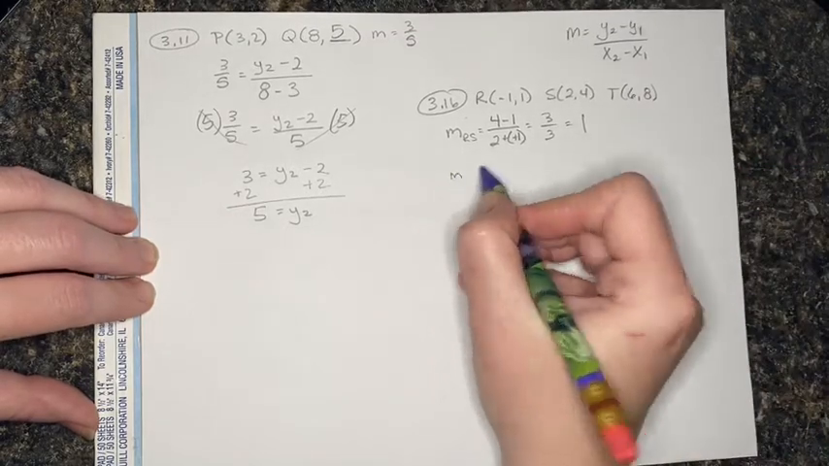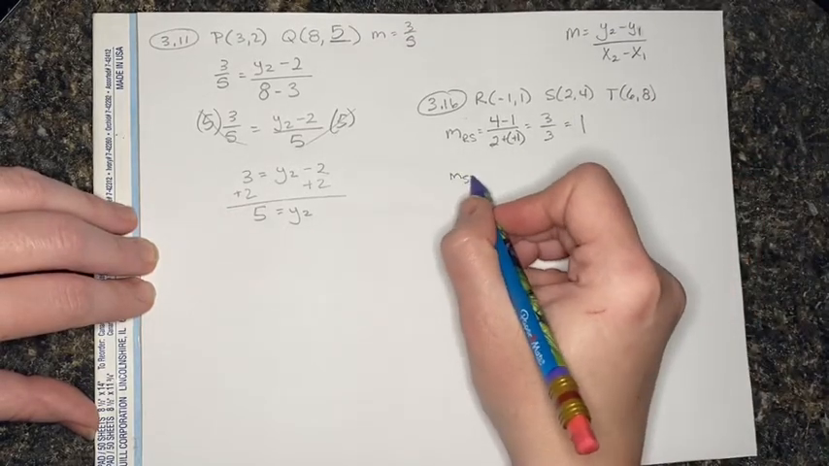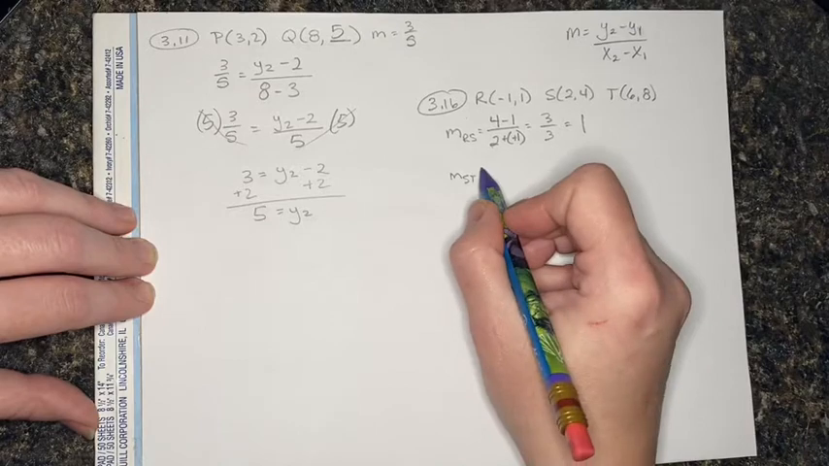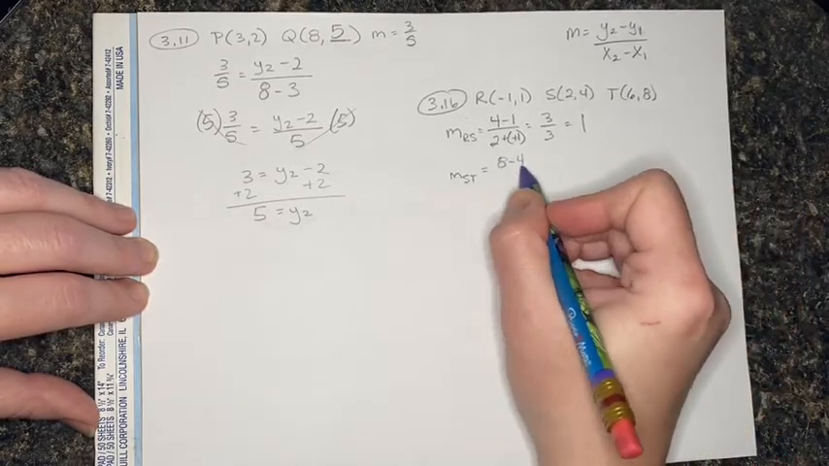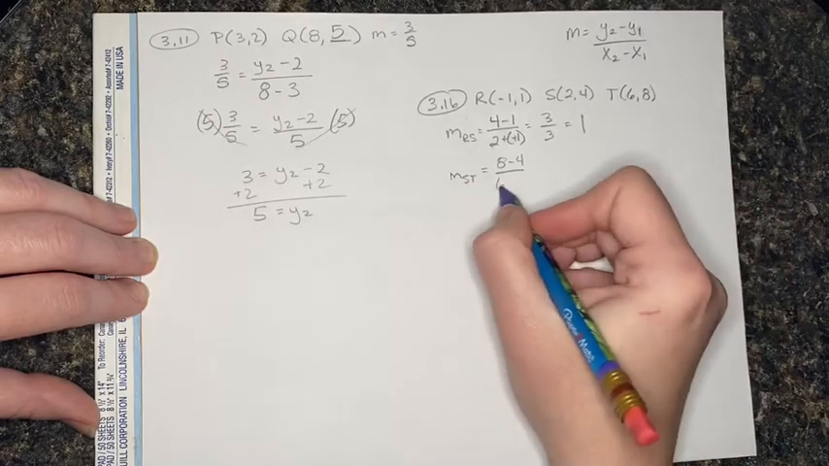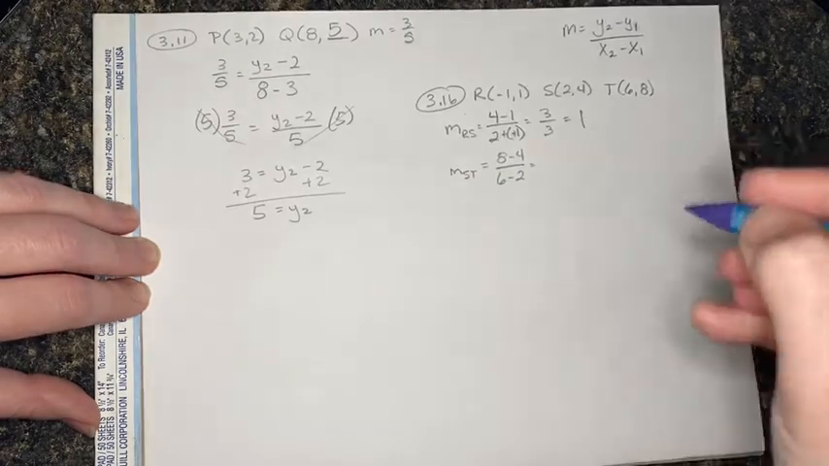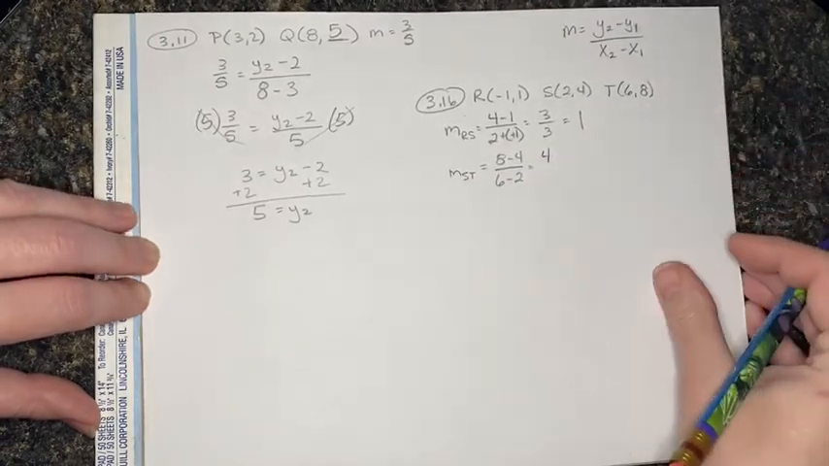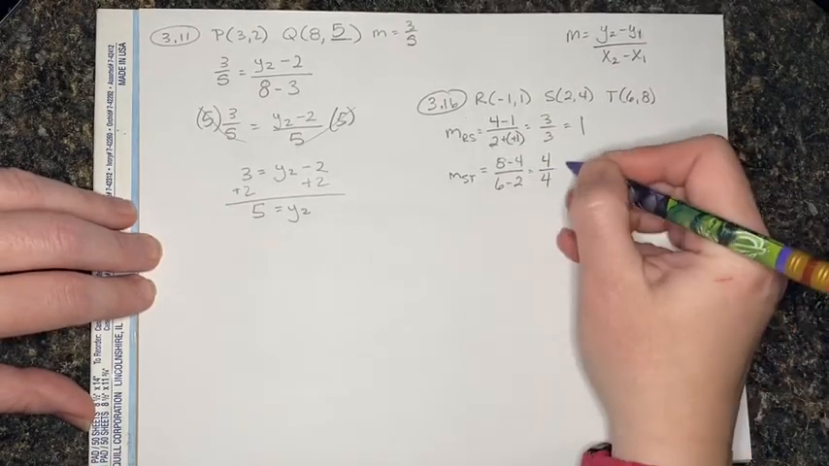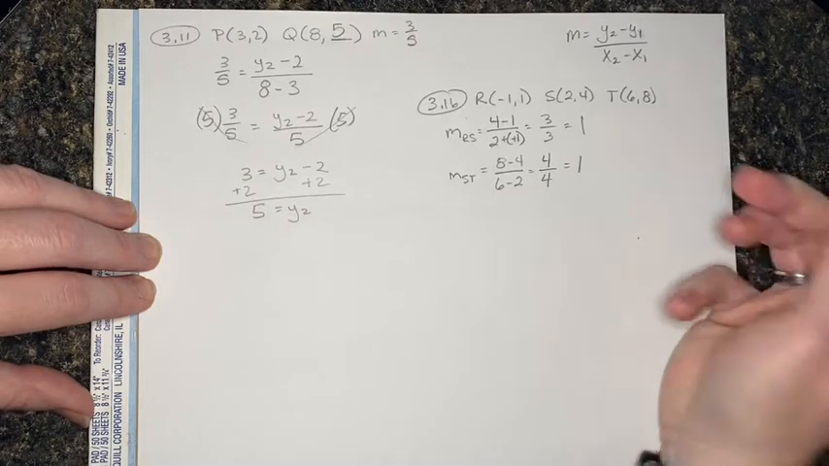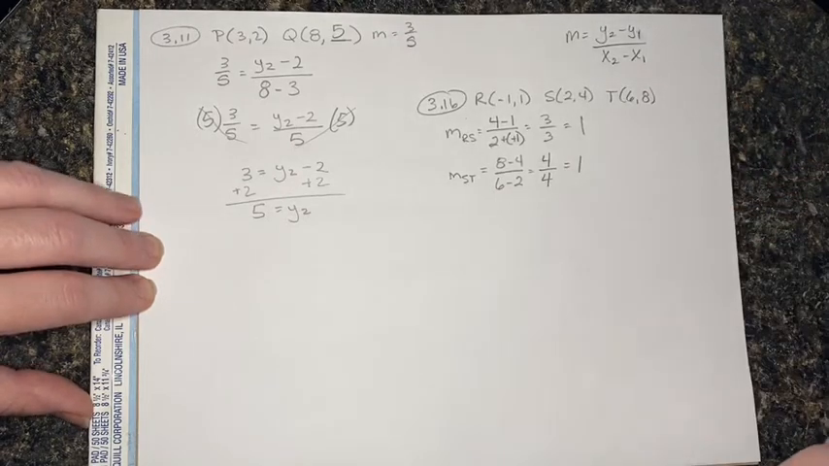Next, let's find the slope of our ST, okay? The slope of ST is going to be 8 minus 4 over 6 minus 2. All right, well, 8 minus 4 is 4. Make sure I'm on screen here. And 6 minus 2 is 4. Well, 4 over 4 is 1. So its slope is 1. So far, so good, right?